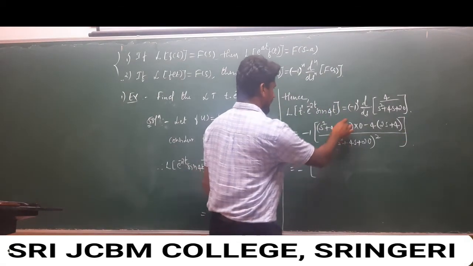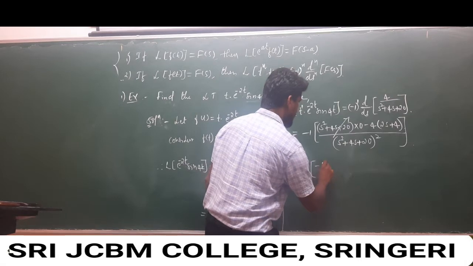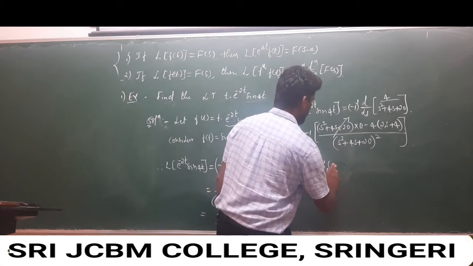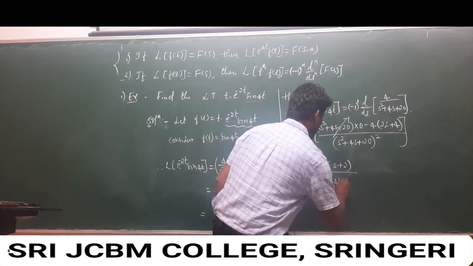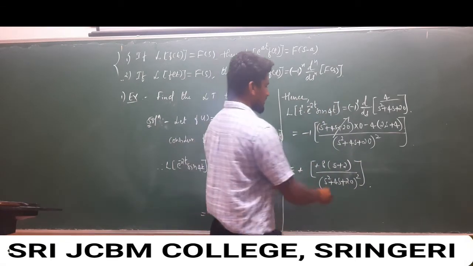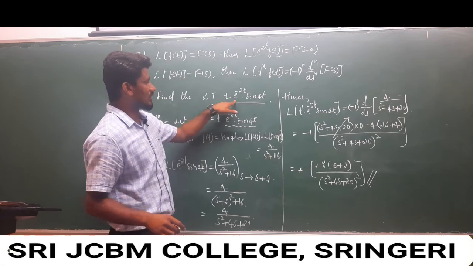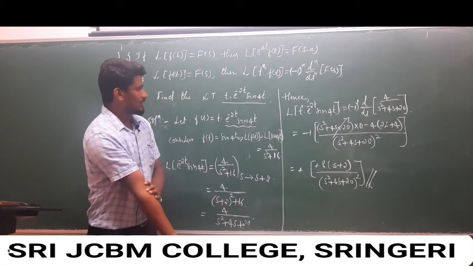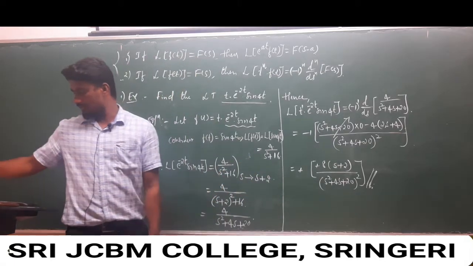So the first part is 0, because any term multiplied with 0 is 0. And here, minus, take 4 outside: minus 4 times 2s plus 4, that is 2 times s plus 2, divided by s square plus 4s plus 20 whole square. So minus of minus is plus. This is the answer for the given function, t e to the power minus 2t sin 4t. I hope you have understood. Now we look at a similar example on the basis of these two properties.